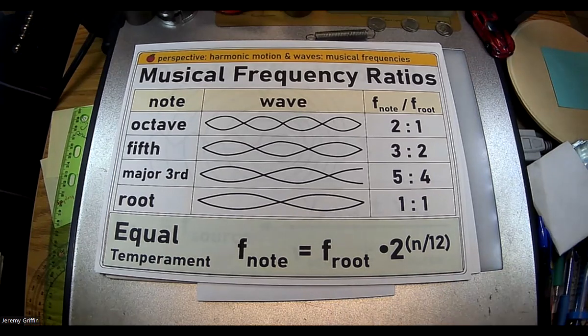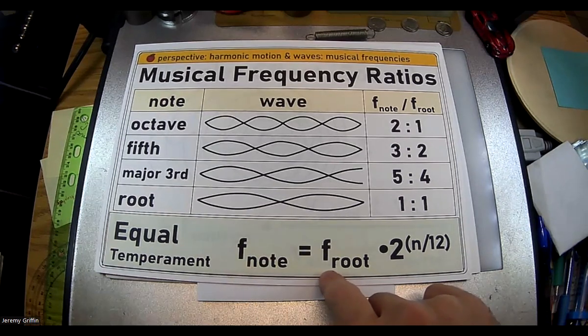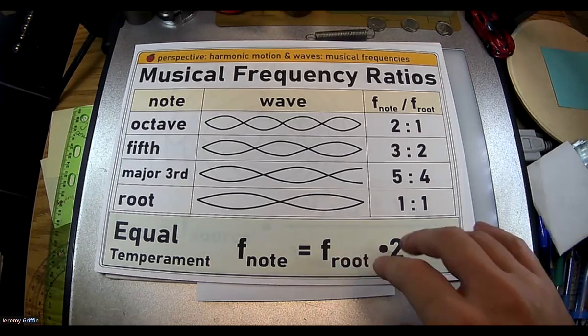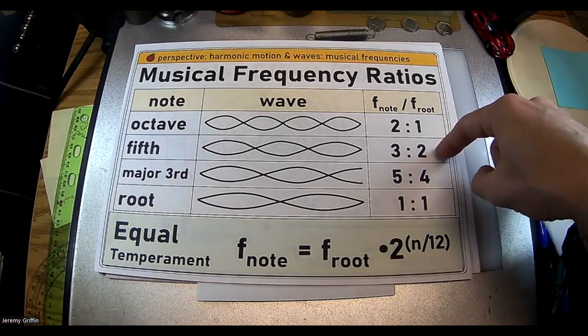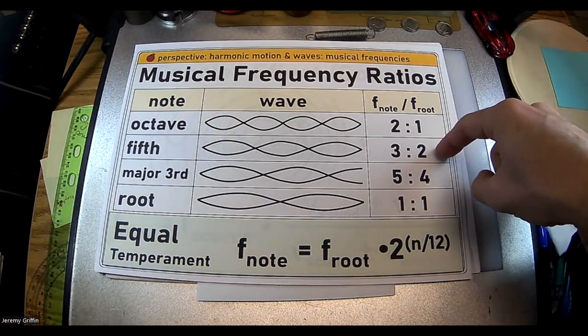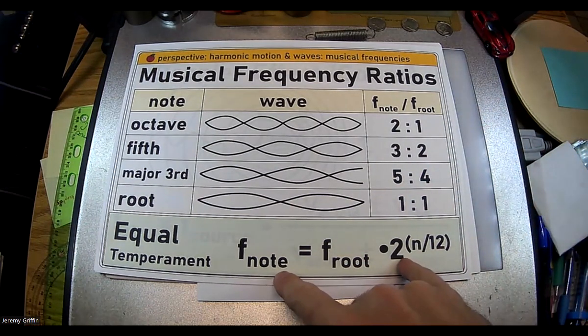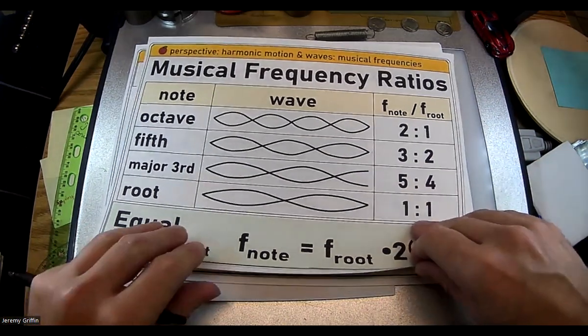So what is some note on a scale compared to some root note? Say you have a note that's 440 hertz, and you want the perfect fifth. Well, Pythagorean tuning says to use a 3 to 2 ratio from that 440 hertz. But if you use this equal temperament equation, you'll get something that's pretty close to that. Not exactly that, but pretty close.